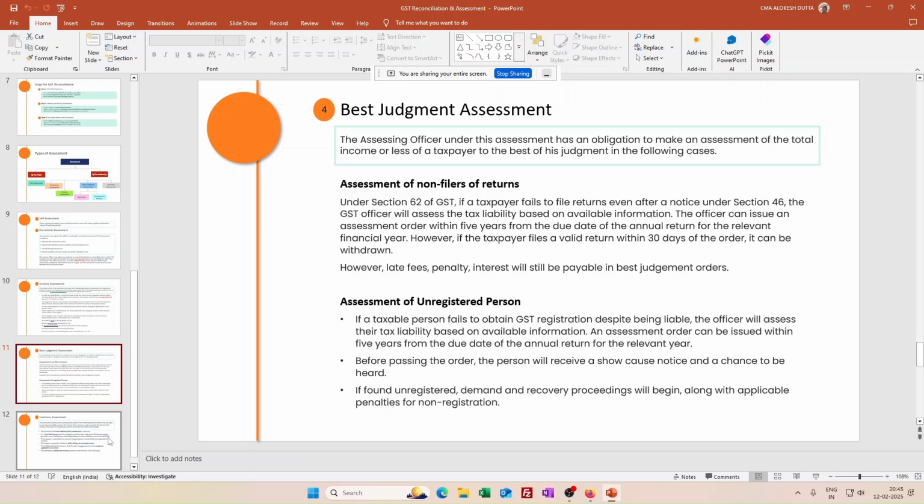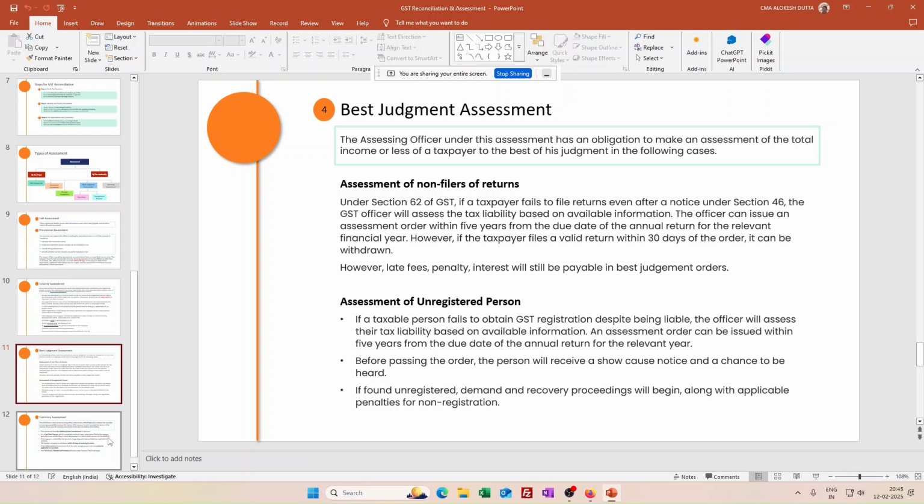Whatever records he found, he has to make his best judgment, because the assessee has not filed any return. The officer assesses on his prudence the quantum of GST amount which should be paid by the assessee to the GST department. That is called best judgment assessment.